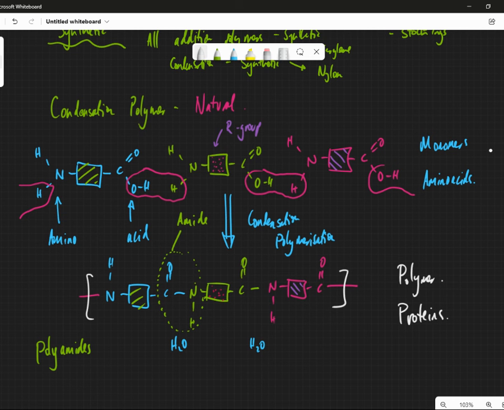All right. So proteins are called polyamides. But why are they called polyamides? Because the linkages are amides. Now, interesting question. Does anyone know what we call these links? In chemistry, we call these links amide links. Does anyone know what we call these links in biology?